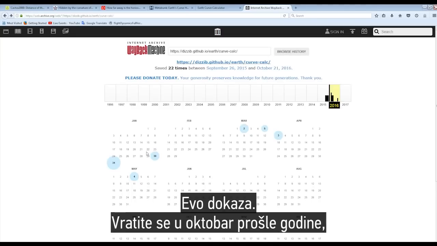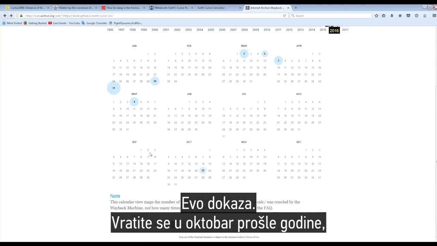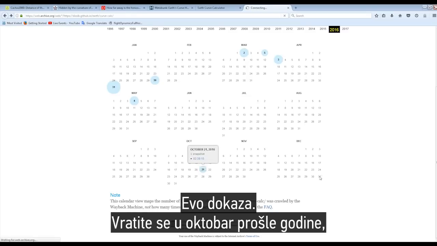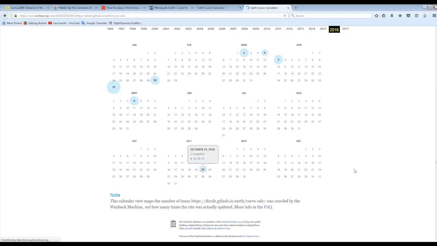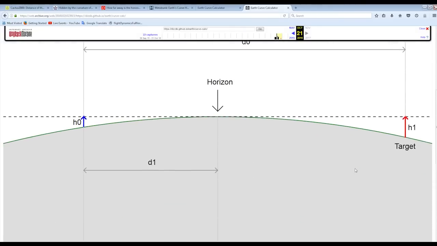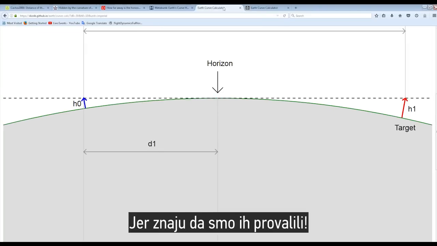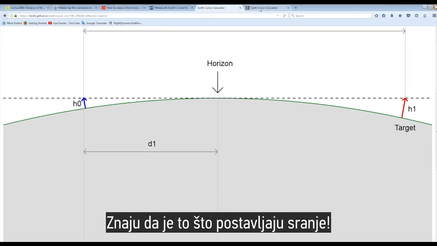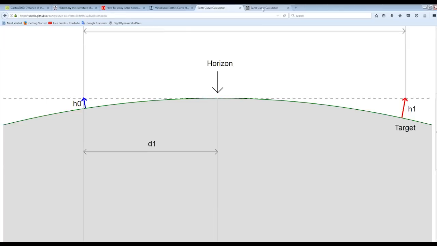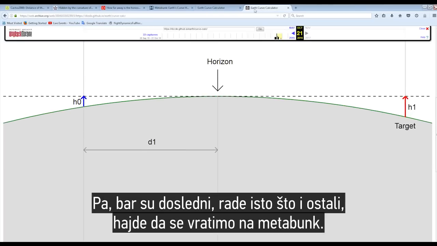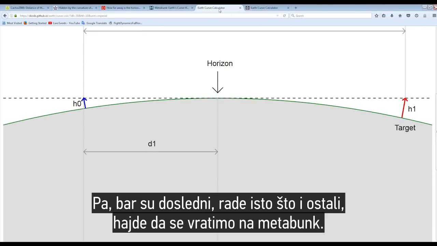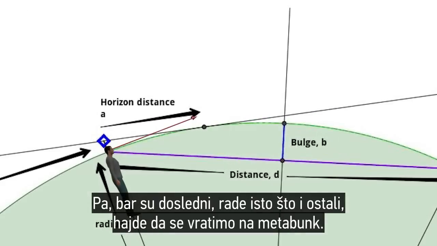And here's the proof. You go back to the Wayback Machine, go back to October of last year, and what do you know? There's the original one. It was just a few months ago that they changed, because they know that we're on to their game here. They know that what they're putting out is crap, but at least they're consistent. They're doing the same thing everybody else is doing. So let's go back to this other one from Metabunk.